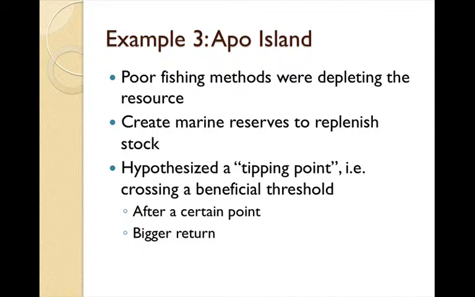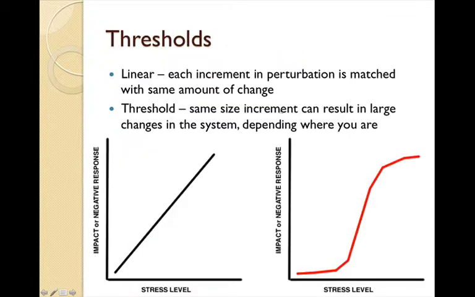And thresholds are very difficult to deal with, and often we're dealing the other way. Instead of a beneficial threshold, we're dealing with some sort of damage from an environmental impact. So here, the y-axis is the impact or negative response. Think of this maybe as something like toxicity. And here we have the stress level. And if you increase the stress level, and every time you increase it you get the same slope of the impact or negative response, that would be a linear response. It just follows along this line.